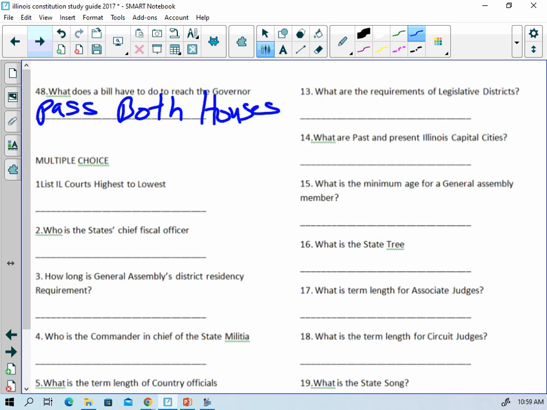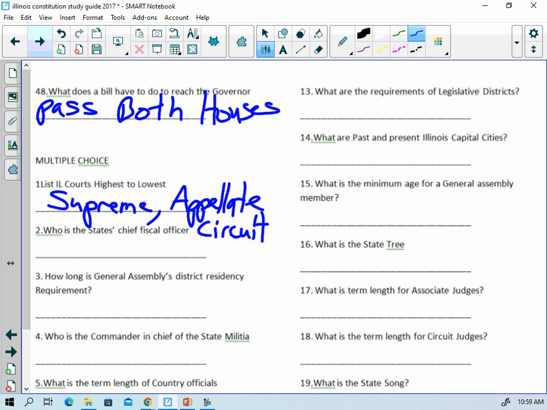On the multiple choice question, you'll need to do this tomorrow. What's the highest state court? Supreme. And then? Appellate. Finally? Circuit. I was kind of right.